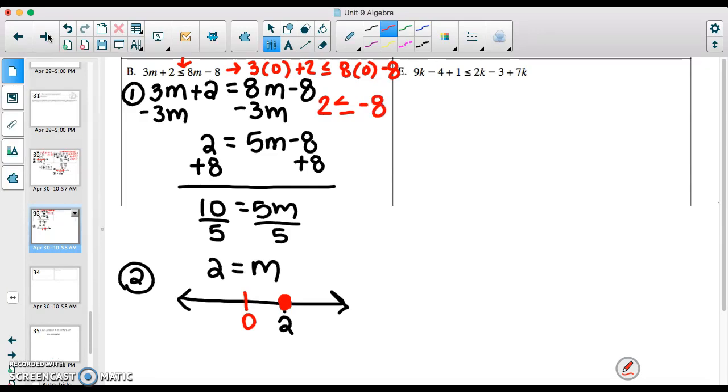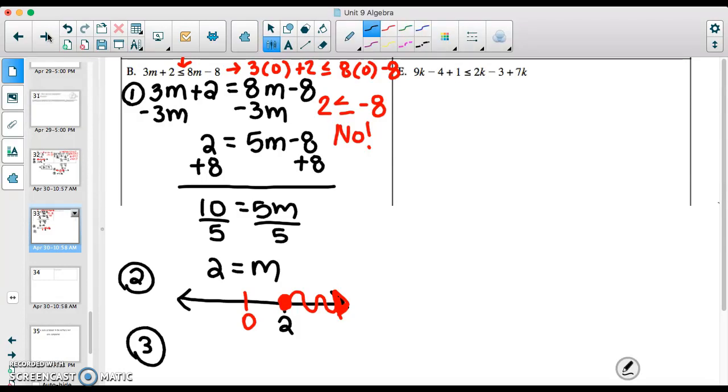Is 2 less than or equal to negative 8? Absolutely no, that is not true. That's false. So 0 is not part of my solution set. So that means the other side of my number line is the solution. So you shade the other side. In this case, 0 did not work out, so we don't want to shade that side.